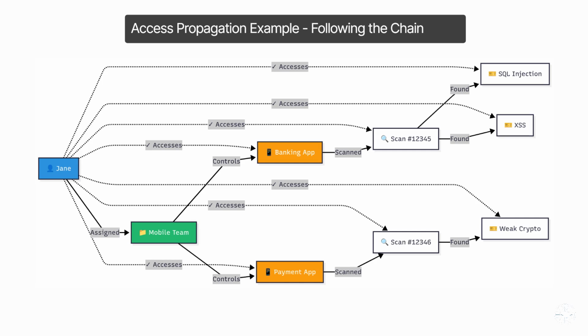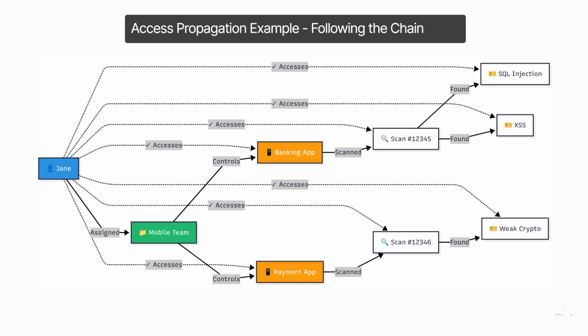Let's walk through a real example of how access propagates automatically. Jane is assigned to the mobile team as an owner. The mobile team manages two assets, the banking app and the payment app. Because of her team role, Jane automatically gains access to both assets. When scans are run, one on the banking app, scan 12345, and another on the payment app, scan 12346, Jane can view both results, since they belong to assets her team controls.